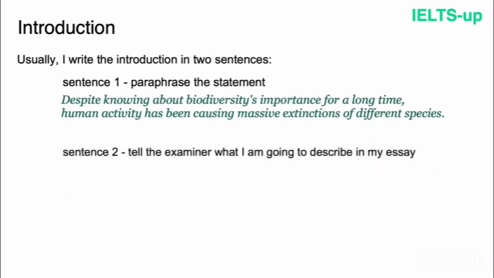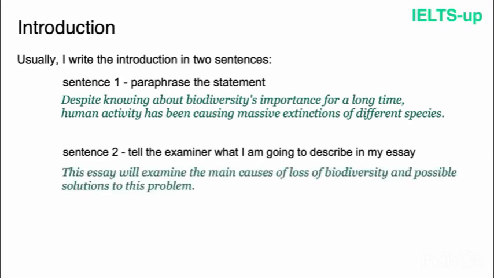In the second sentence, I tell the examiner what I'm going to describe in my essay. And here is how I wrote it. This essay will examine the main causes of loss of biodiversity and possible solutions to this problem. Look at how I started this sentence. I used the phrase, this essay will examine, and this is a very nice way to explain what we are going to write about. You can use this phrase in introductions for different essays.